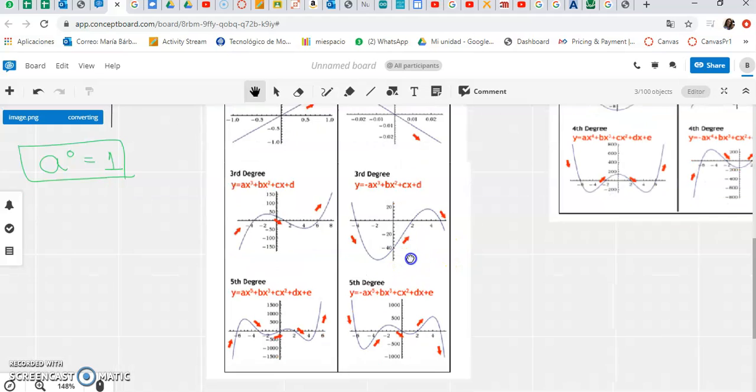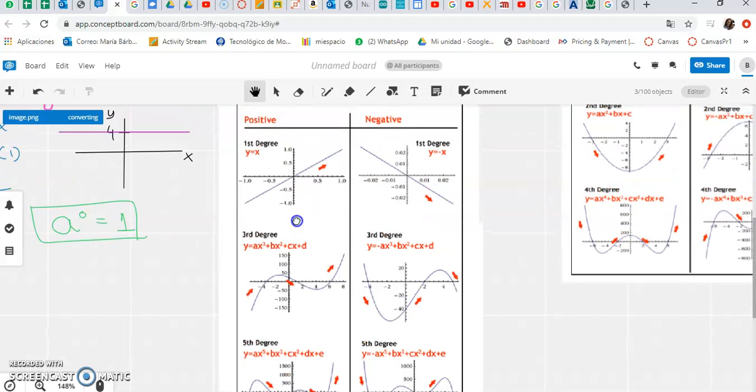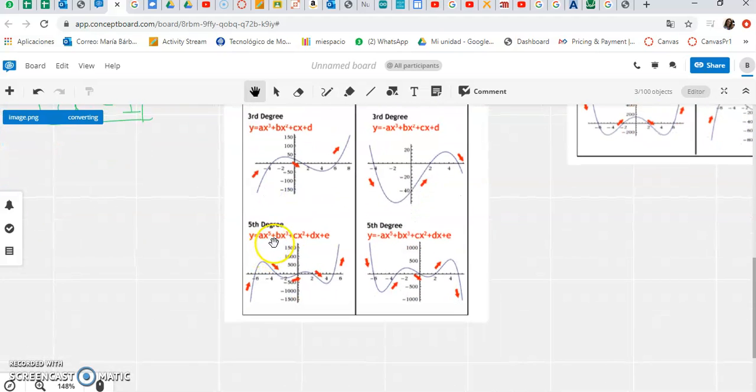Okay, now let's see the fifth degree. They are going to have the same ending behavior as the line, as you can see here. If the leading coefficient of the fifth degree polynomial is positive, look, it is also falling to the left and rising to the right, okay?